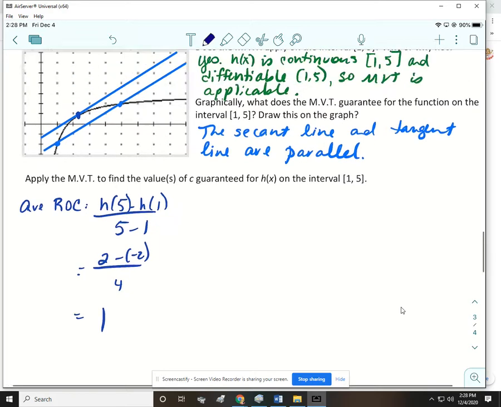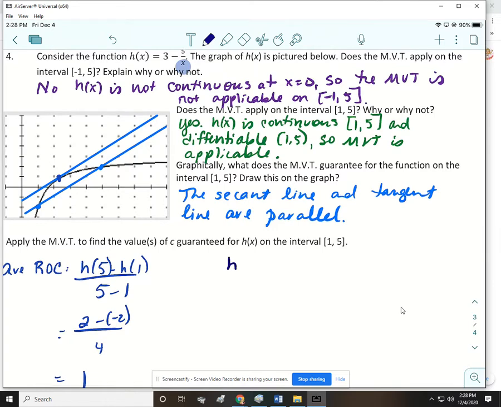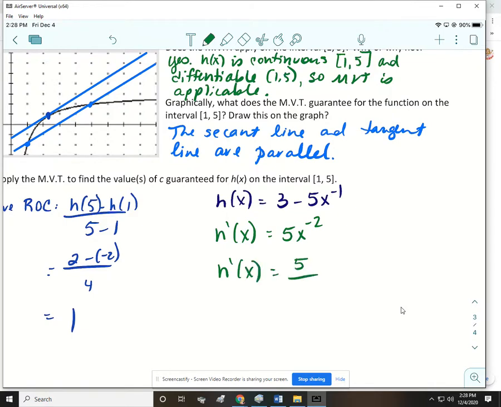Okay, and then we're going to find the derivative of h of x. So I'm going to rewrite h of x a little bit so I can just use the power rule. I'm going to write 5 over x as 5x to the negative 1. And then the derivative of 3 is 0. The derivative of this I would multiply by negative 1 and take 1 away from negative 1. So h prime of x is going to be 5 over x squared.